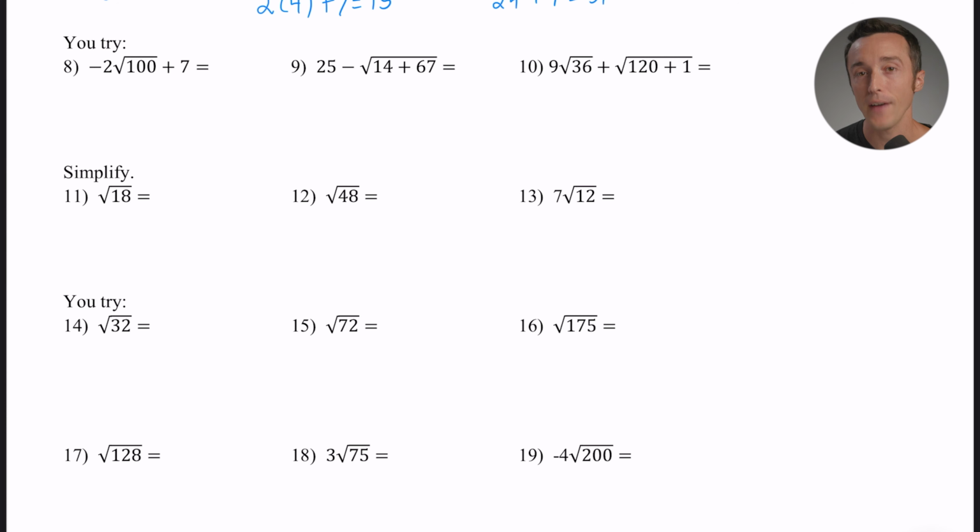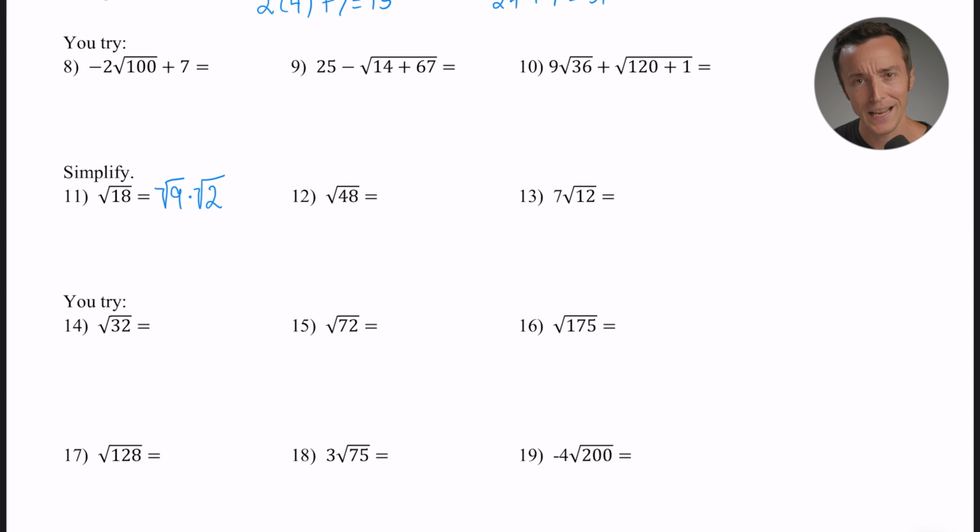If I think about the factors of 18, the things that multiply together to get 18, I have 1 and 18, I have 2 and 9, and I've got 3 and 6. So I could rewrite 18 as any one of those factors. I'm going to strategically pick 9 and 2. 9 times 2 is 18, right? And the rules of square roots say that you can rewrite the square root of 18 as the square roots of any of its factors. So the square root of 9 and the square root of 2.